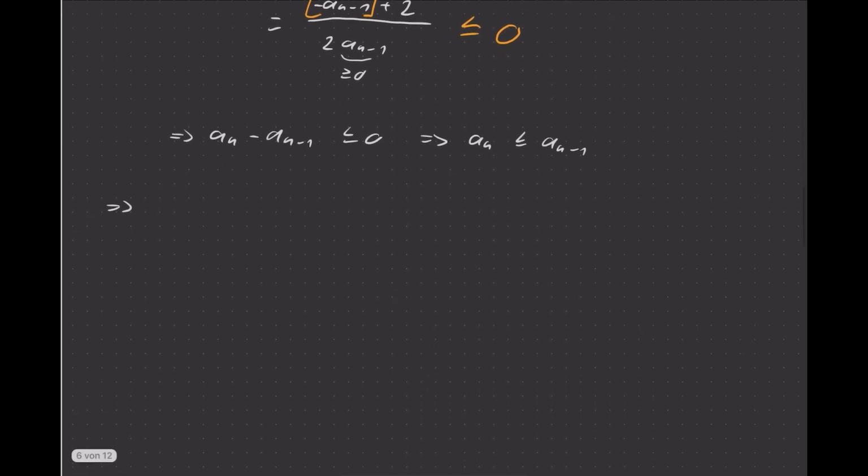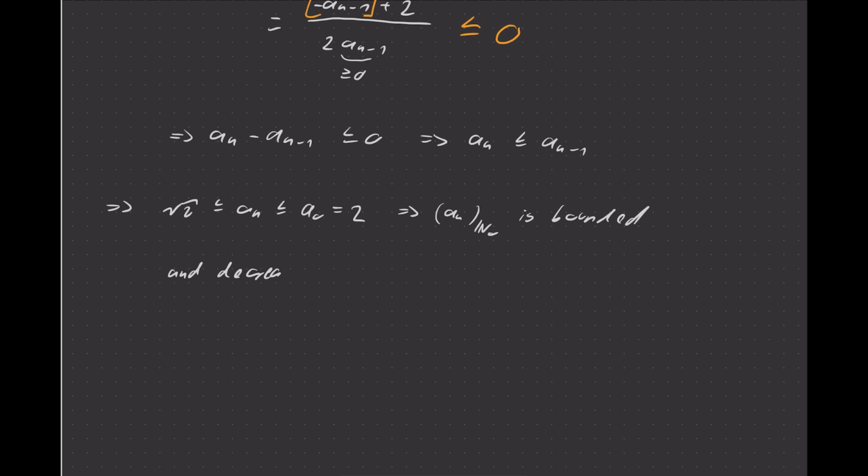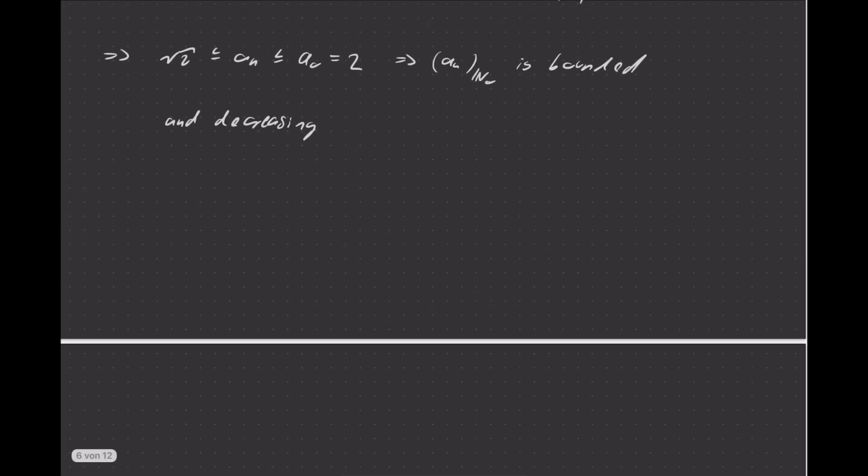So what we have is a_n is contained in the interval from square root of 2 to a_0. So square root of 2 is less or equal to a_n is less or equal to a_0, which is 2. So it's bounded. And it's also decreasing. And that means by the theorem, a_n is convergent.